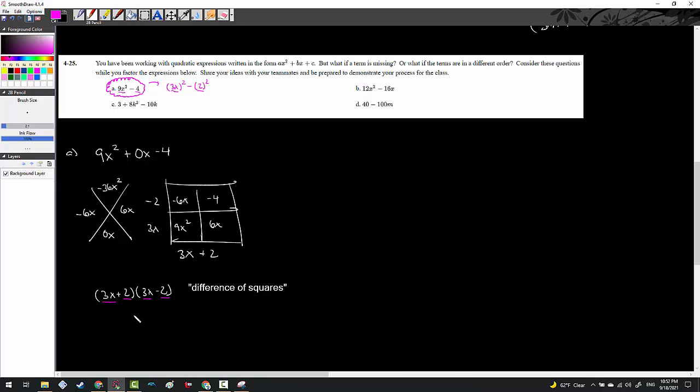It is not the same as a perfect square trinomial. Please be careful. People mix those up all the time. Don't be like those people.